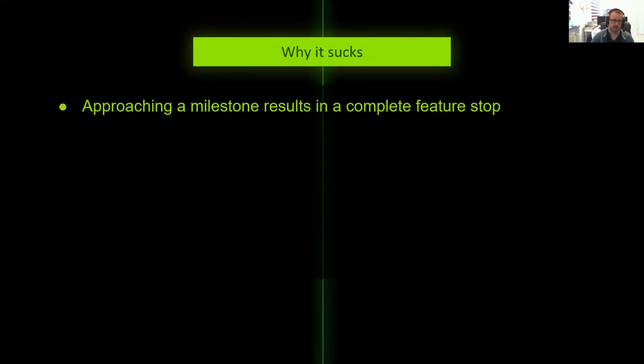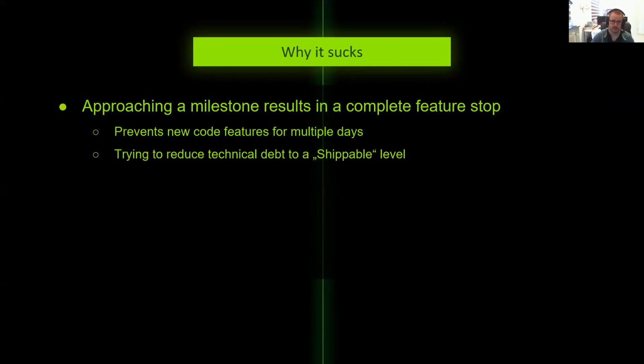This results in milestone approaches often resulting in complete feature stops, because all we have left to do now is fixing bugs and getting the game shippable. This prevents new code features for multiple days, maybe even weeks, who knows, depends on the team size and processes involved. And now we suddenly need to reduce the technical debt that we accumulated over months to a shippable level, quote unquote shippable level, because in the end it will still be there. It's just smaller, hopefully. And this often leads to huge stress, crunch and/or even delayed submissions.